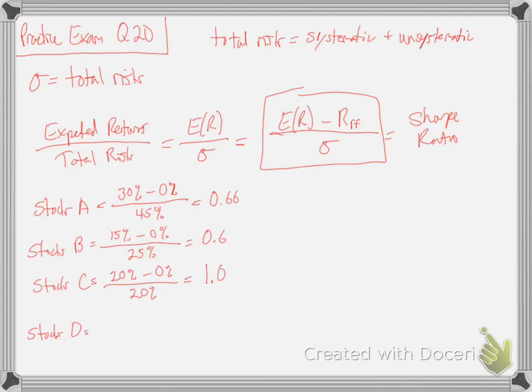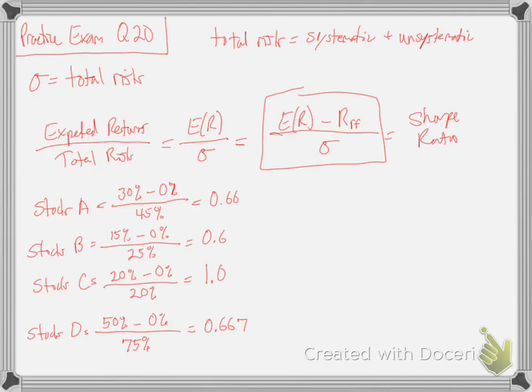And then stock D is 50%, so pretty high return, minus the risk-free rate of 0% over a standard deviation of 75%, so a really high total risk number. And we come up with a Sharpe ratio of 0.667.